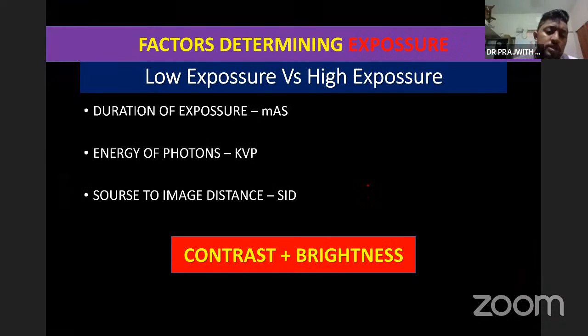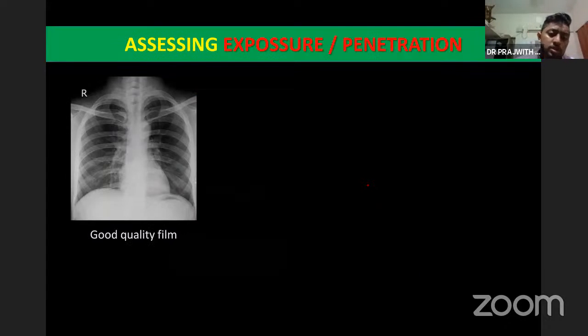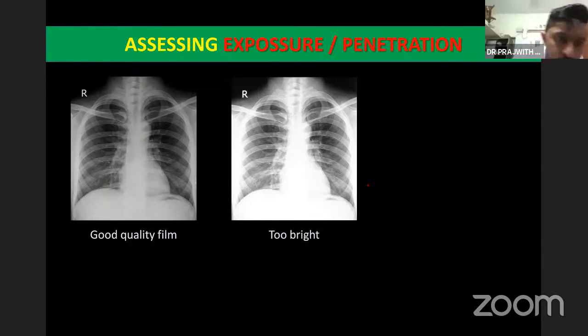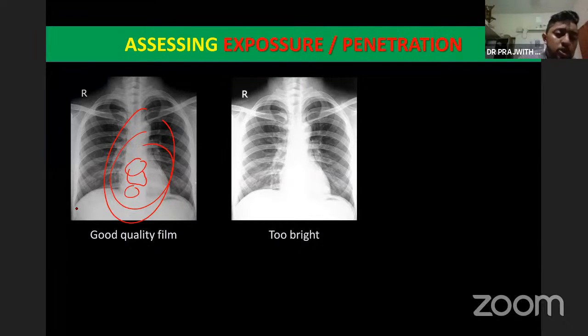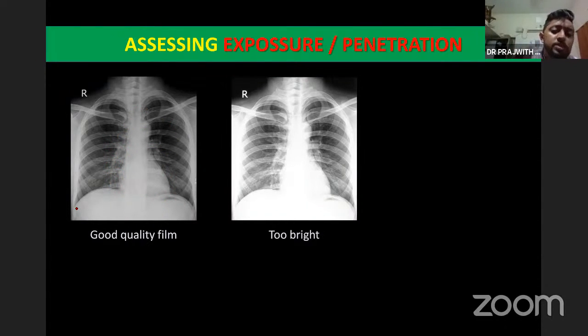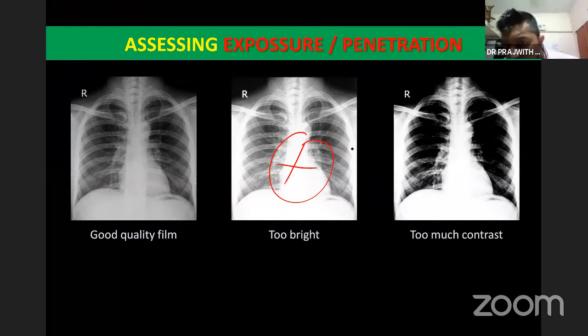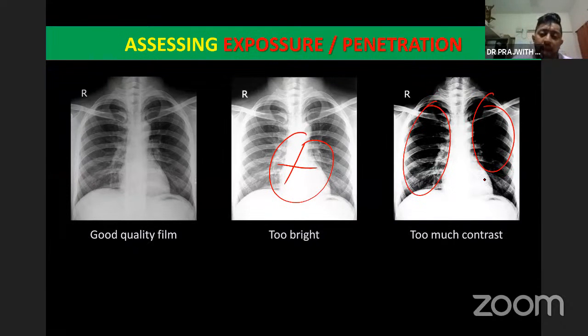Now, the third thing is the penetration. This is a good penetration actually. So what happens here? The vertebral body at the retrocardiac area should be barely seen. It should not be very obvious, but it's not like it should not be seen at all. Here it is not seen at all, whereas in this image it is very dark. You can see that it becomes more and more blacker. So this is too much penetration, this is too little penetration.